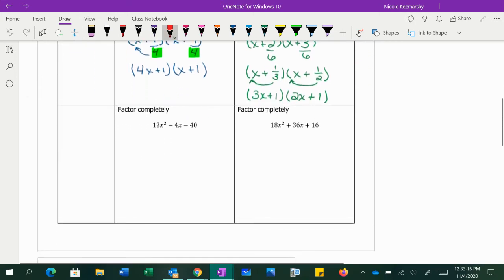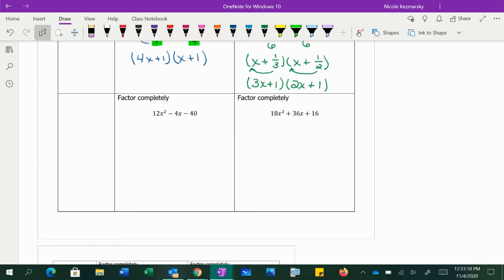In the next two examples, we're going to have greatest common factors that we have to deal with. So 12, 4, and 40 are all divisible by 4. So I'm going to divide each of these by 4 and put that out front of my parentheses. And that's going to give me 3x squared minus x minus 10.